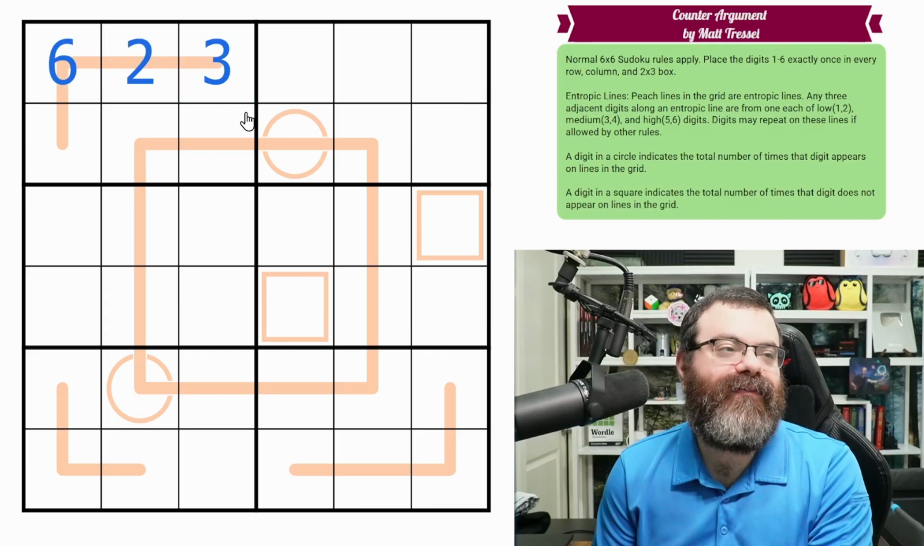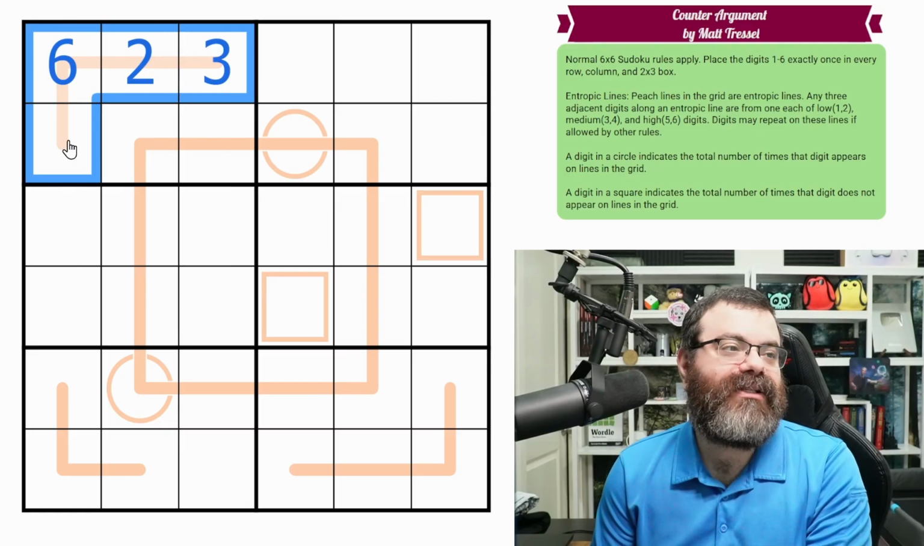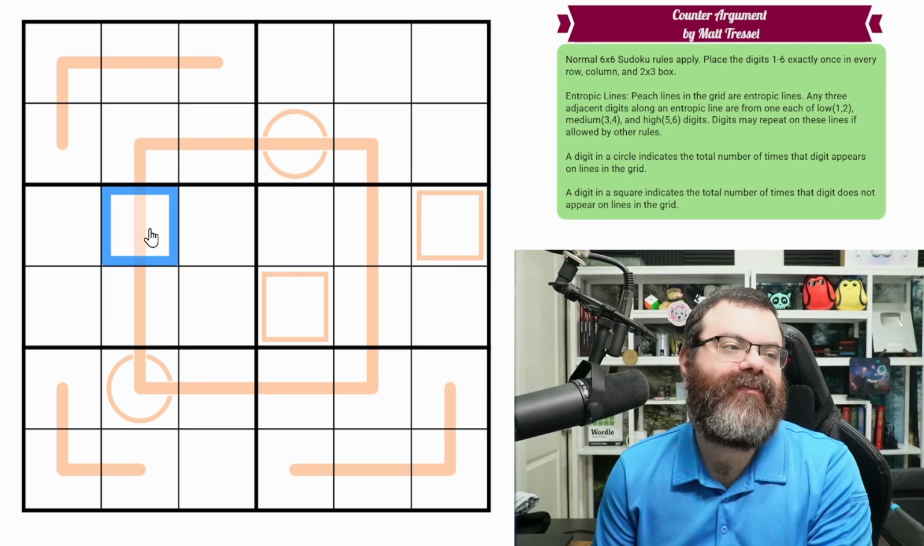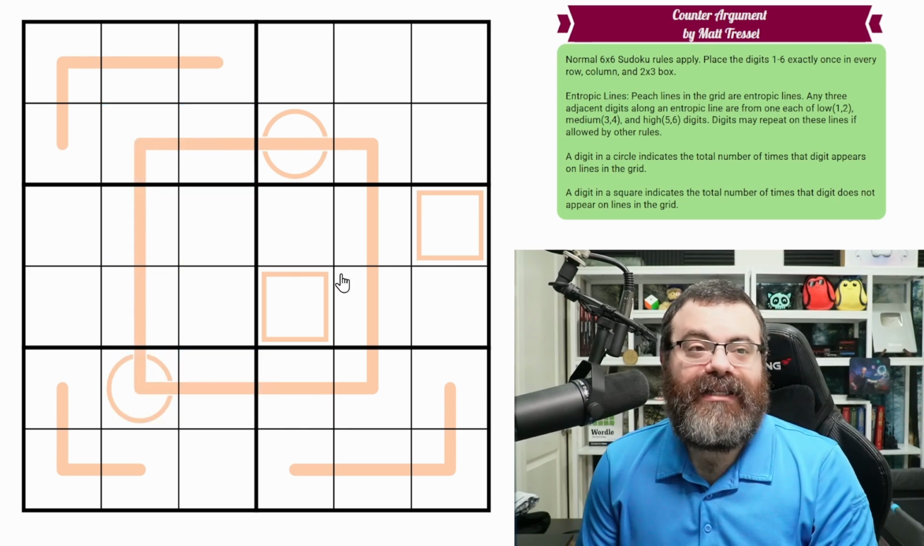But keep in mind that it's every 3, and so these 3 also need to have one low, one medium, and one high. So if we take this loop, for example, these 3 have one of each, these 3 have one of each, these 3 have one of each, these 3 have one of each, etc., all the way around. All right, so that's entropic lines.